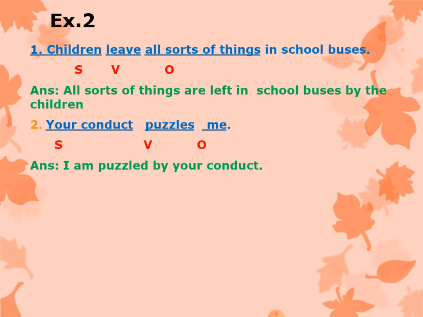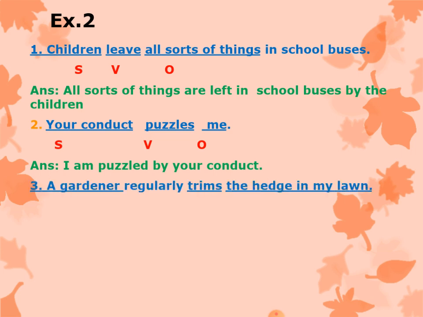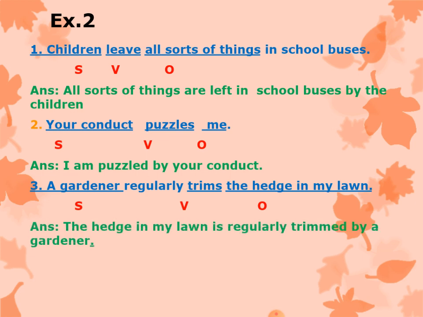So answer, me will become I. I am puzzled by your conduct. Third sentence, a gardener regularly trims the hedge in my lawn. Gardener is a subject, trims is a verb, the hedge in my lawn is the object. So the answer is the hedge in my lawn is regularly trimmed by a gardener.